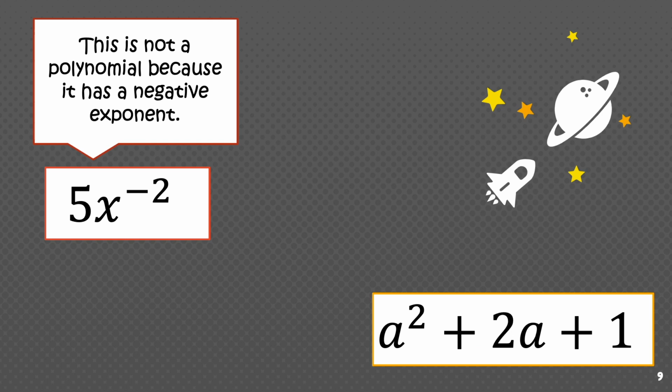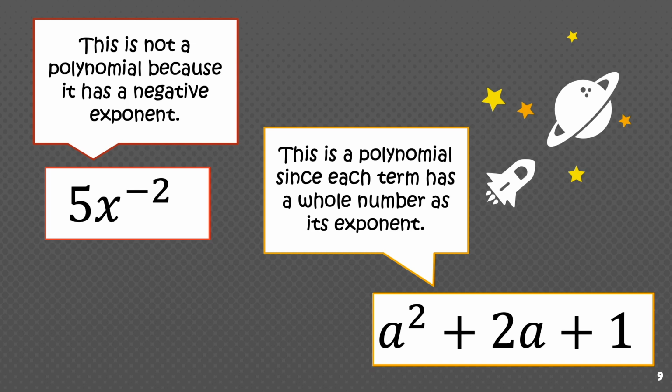Our next given, a squared plus 2a plus 1. The first term is a squared, wherein variable a has an exponent of 2, which is a whole number. The second term is 2a, wherein variable a has an exponent of 1, which is a whole number. And the last term 1 can also be written as 1a raised to 0, wherein the exponent of a is 0, which is a whole number. Therefore, it is a polynomial.